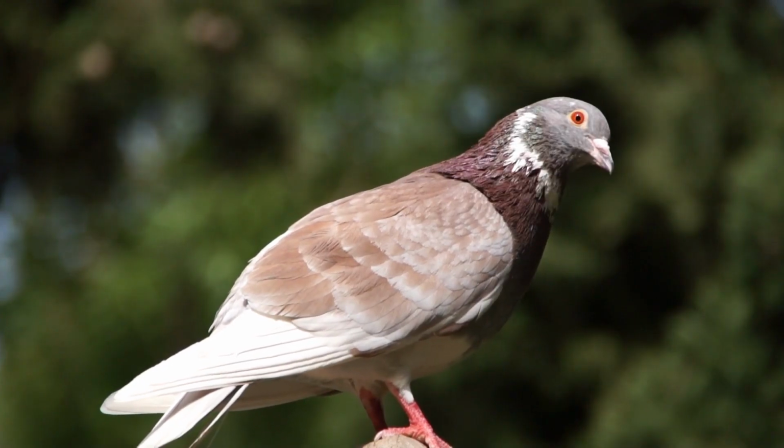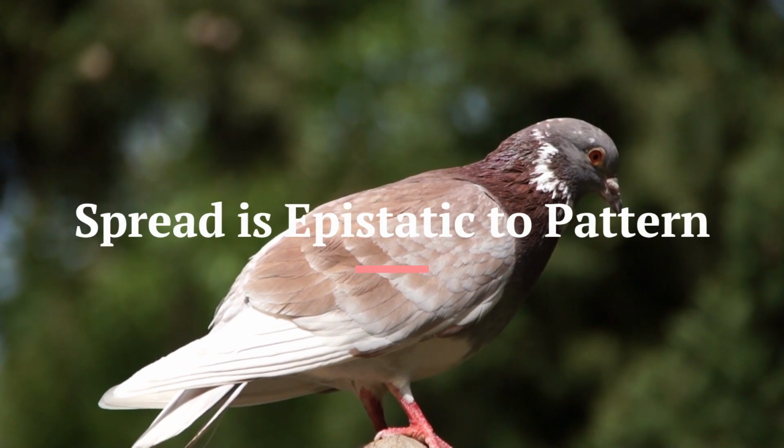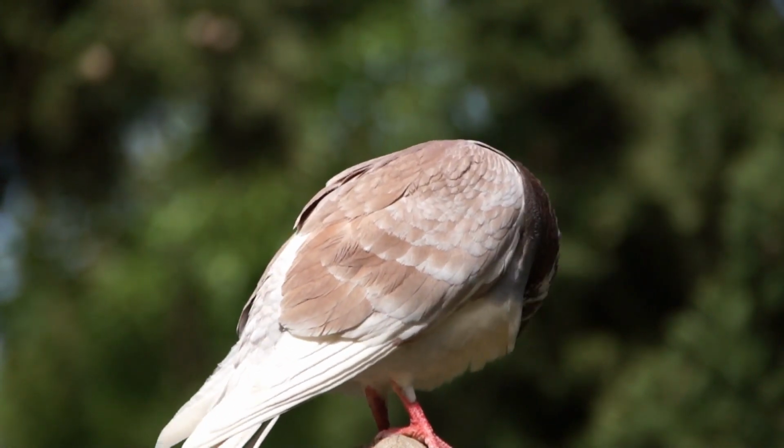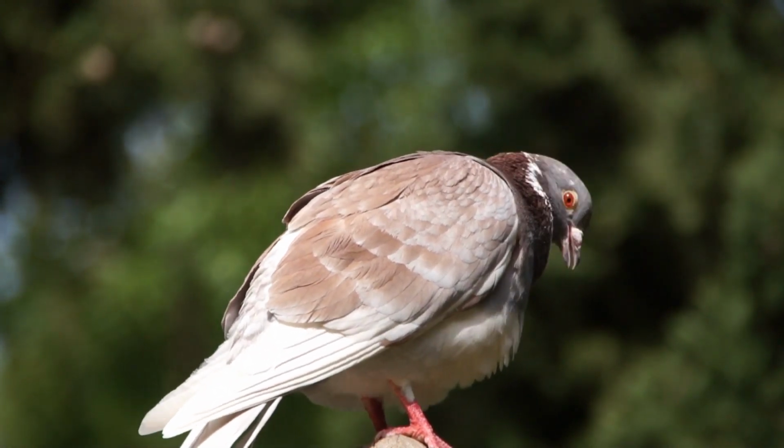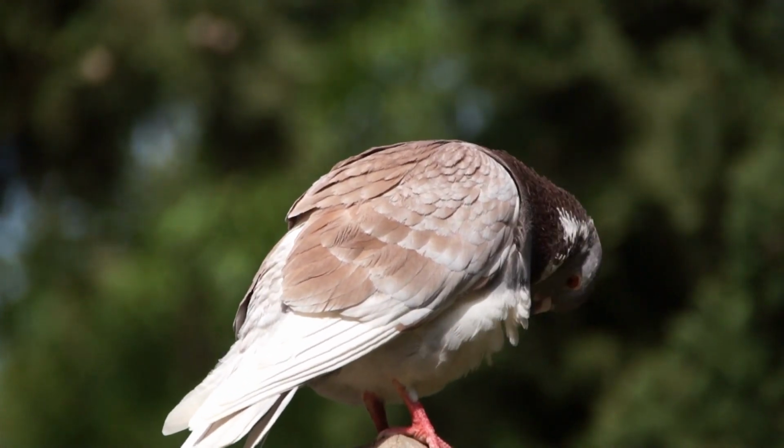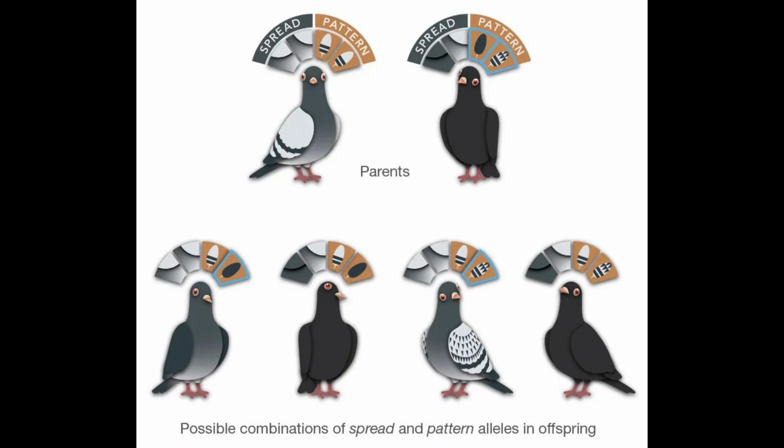So, one may think that spread is epistatic to pattern. The spread allele masks or hides wing pattern. All birds have two pattern alleles, but a bird with a spread phenotype has no visible pattern phenotype. This masking is called epistasis, and we say that spread is epistatic to pattern.